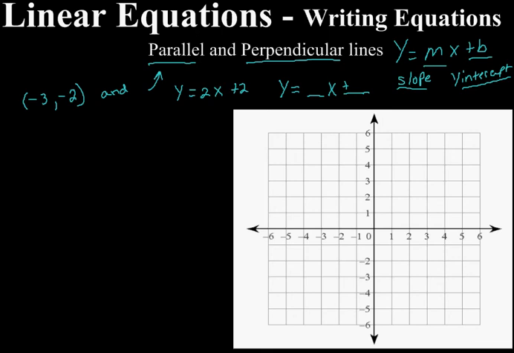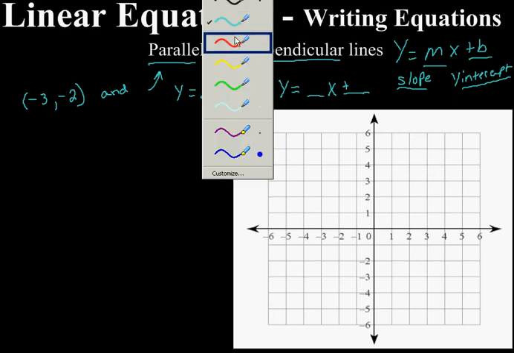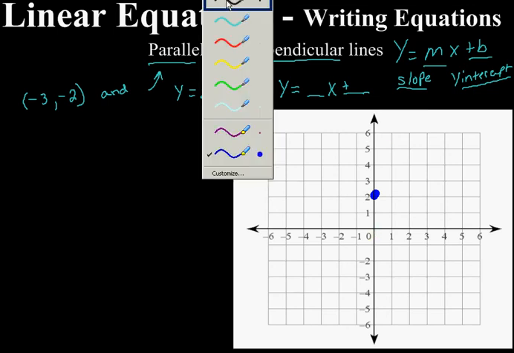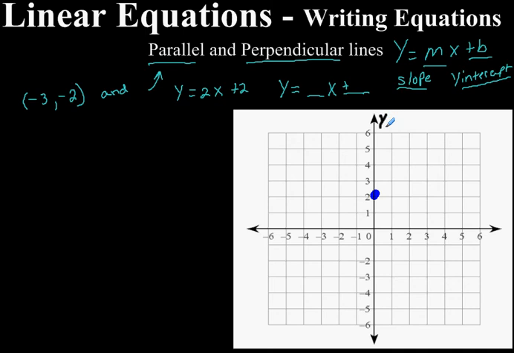Well, let's first of all talk about this one right here, 2x plus 2, the parallel line. Let's go ahead and draw it on the graph. Let me plot the points first for this graph, and then we can draw a line through it. We know that it passes through 2 because that's our y-intercept, where it crosses the y-axis. And just to be clear, this is our y-axis and this is our x-axis.